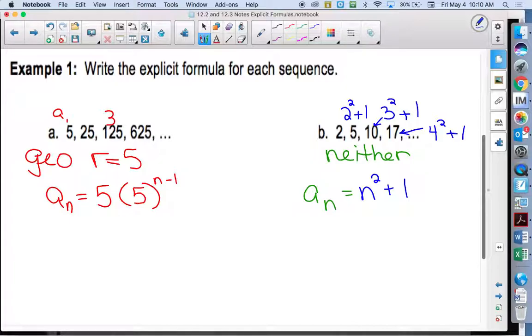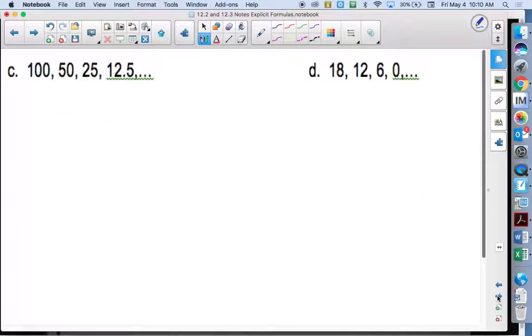So when you say it's neither, you still have to try and come up with a pattern. Those are the ones that are a little trickier, because there's not a specific formula for you to use. Any questions on A or B? See if you can do C and D. So C is 100, 50, 25, 12.5. D, we have 18, 12, 6, 0. Determine if it's arithmetic or geometric, and then use the formula that's provided in the box. If there's not one of those, then you have to trial and error your way through it. Try and write something down so that you can figure out what the pattern would be.